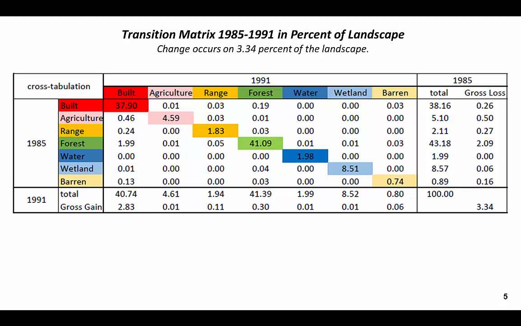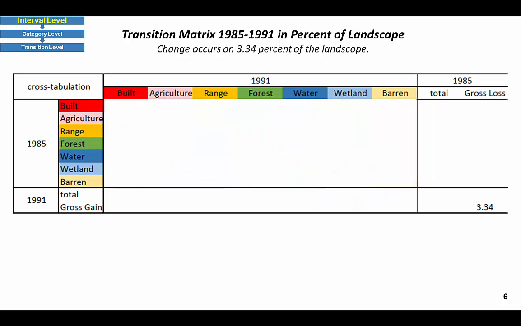The transition matrix contains too many numbers to digest at once. Intensity analysis offers an approach to analyze those numbers in a systematic accounting system that begins with the broad concepts and then eventually dives into more subtle details. Intensity analysis has 3 levels of analysis shown at the top left of this slide: interval, category, and transition. We begin with the interval level, which examines overall change in each time interval.